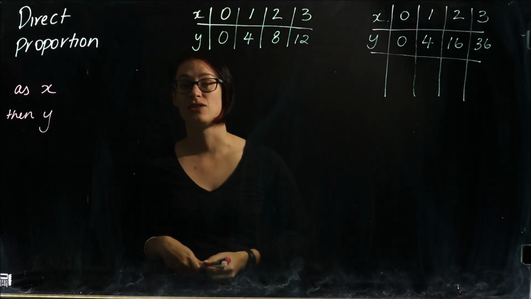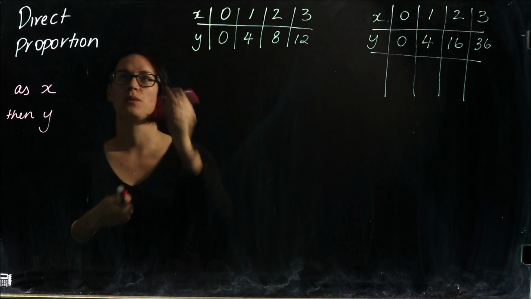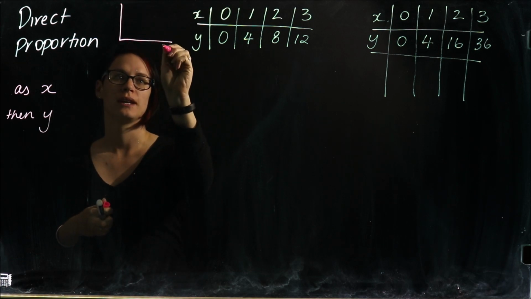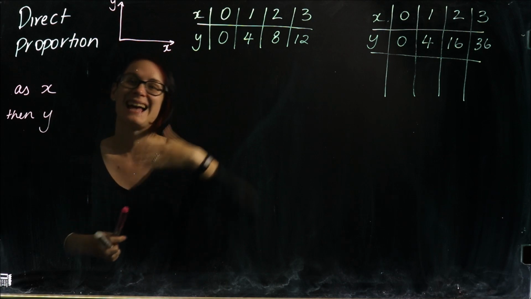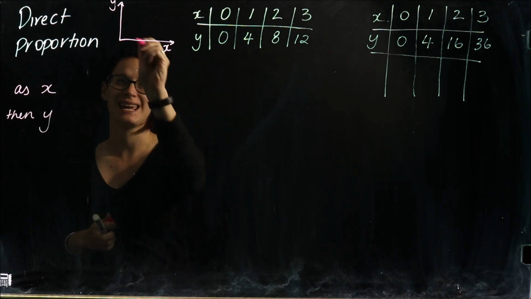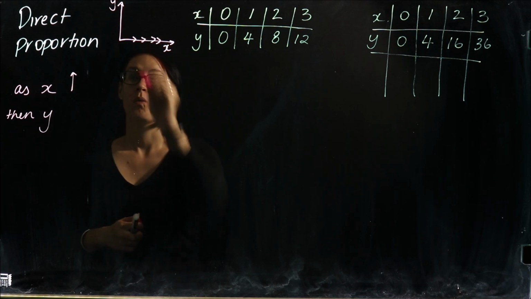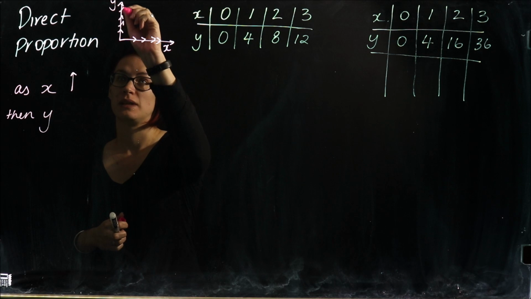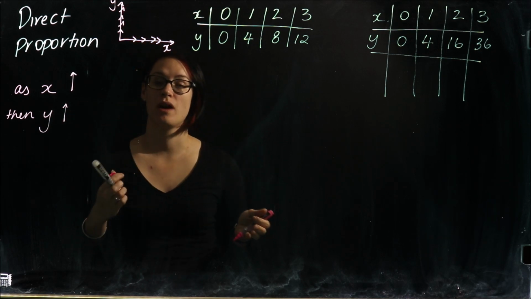In this video, we're looking at direct proportion. So we're talking about situations where we have a graph, we are looking at our x variable and our y variable, and we're saying as x changes, y is going to change. In direct proportion, as x increases, y does the same thing, it's going up as well. As x increases, y increases.